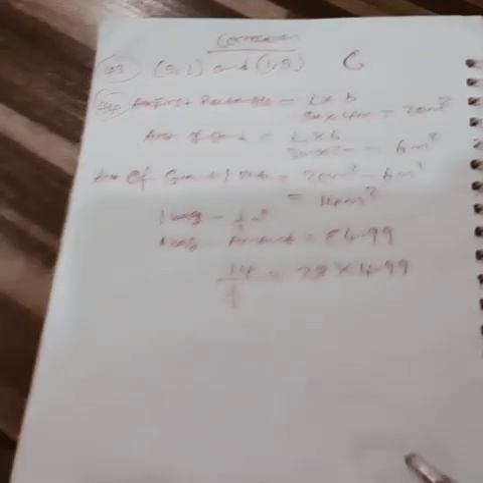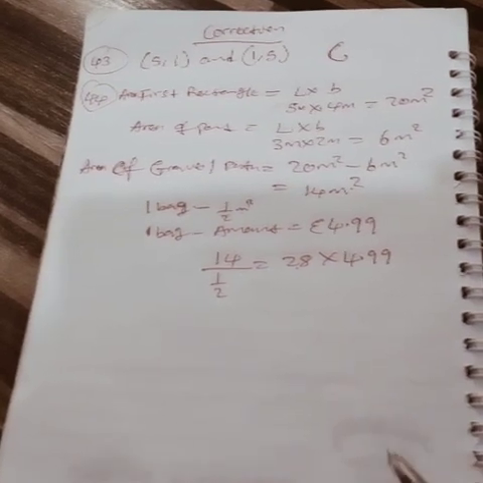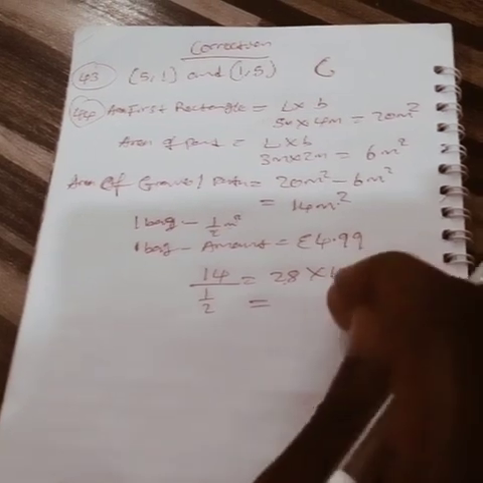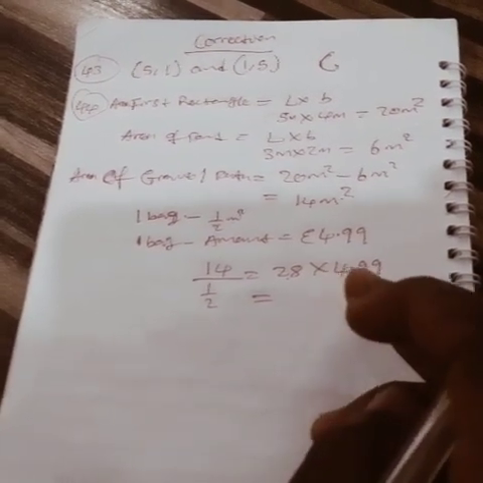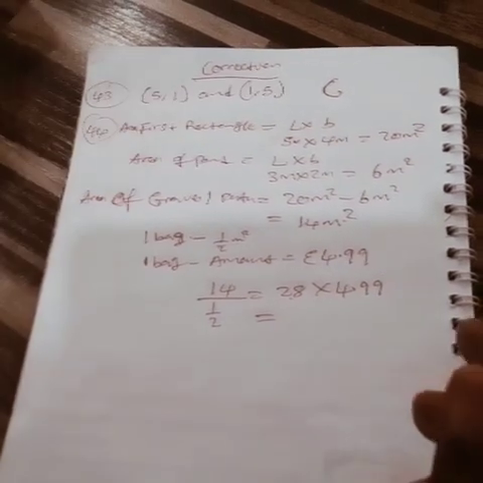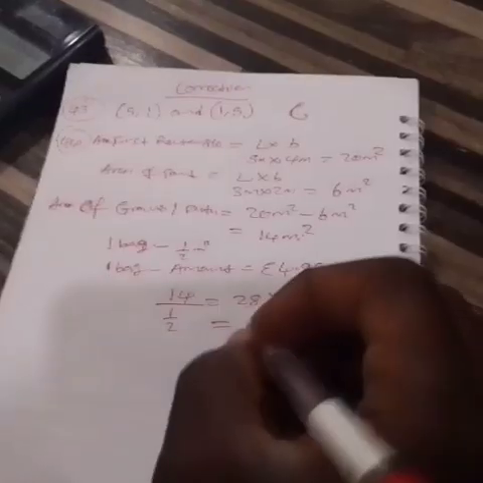Okay, you sent me the answer. All right, no problem. Let's just work. So you now have to find what is 28 times 4.99. Let's see what that will be equal to.